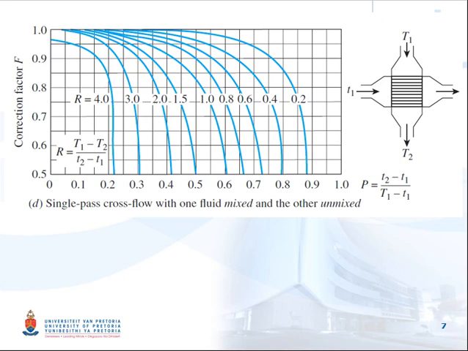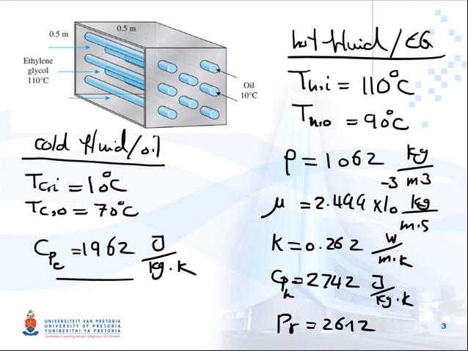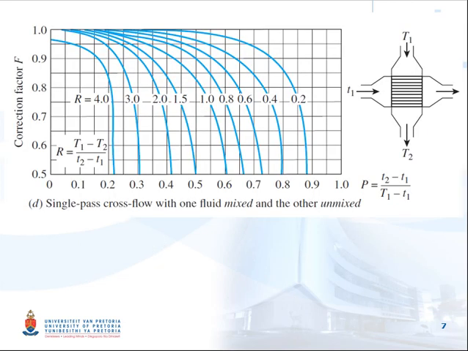If you remember, in our previous lecture we said it's more or less the same case. If you go back to the question itself, you can see that the oil is unmixed, because it's going through the tubes, and the vapor is mixed. But here there is no mention of the cold fluid or the hot fluid being mixed, so in both cases we can use it.